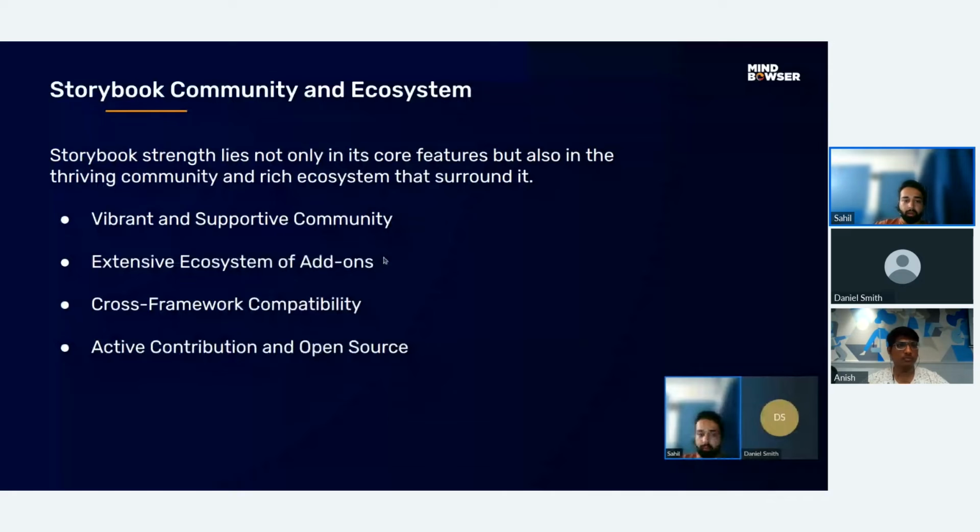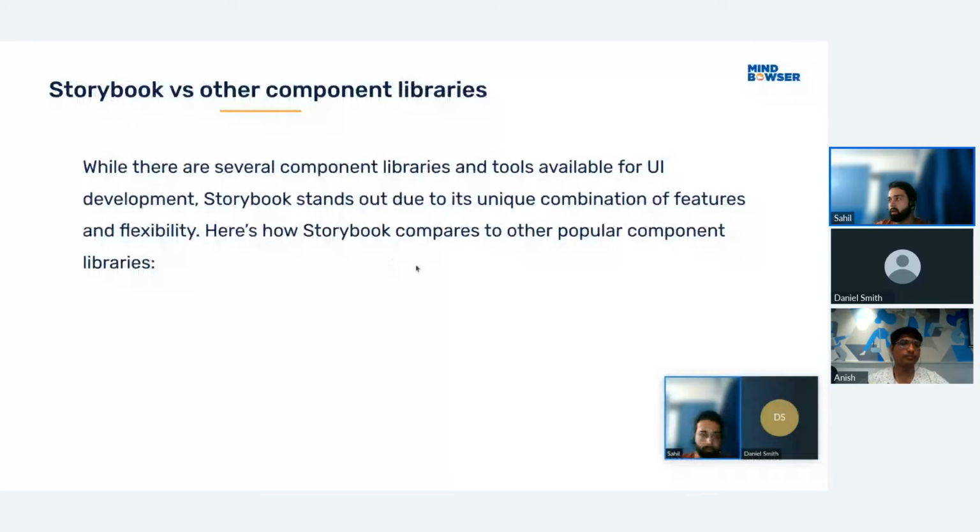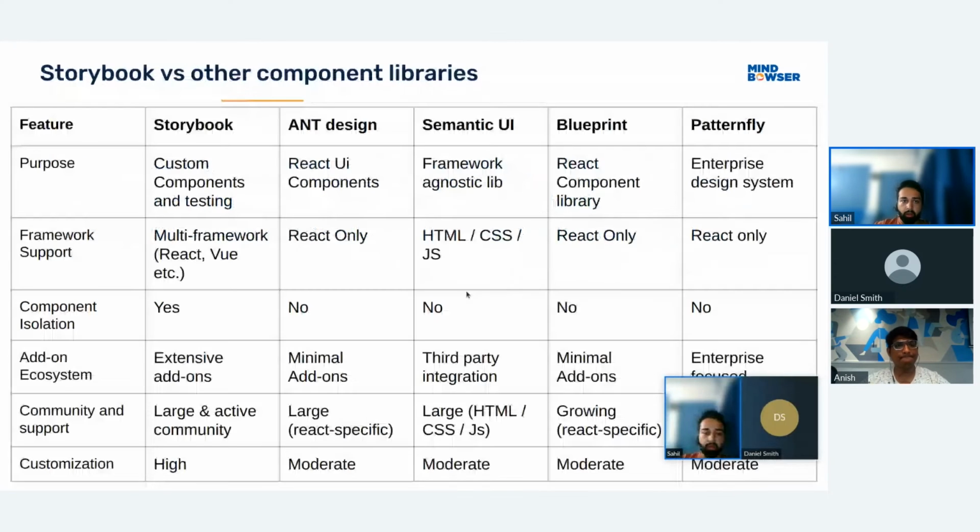Next, we'll quickly compare. We have prepared a comparison table where we have compared Storybook with other existing component libraries. So we'll go through it one by one. Typically, there are several component libraries and tools available for UI development, but Storybook stands out due to its unique combination of features and flexibility. So we'll quickly go through the table. We can see that we have multiple UI tools in different columns, and in the first column we have the point of comparison. The first one is purpose.